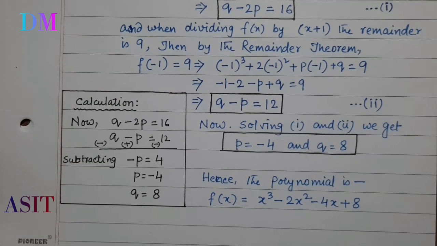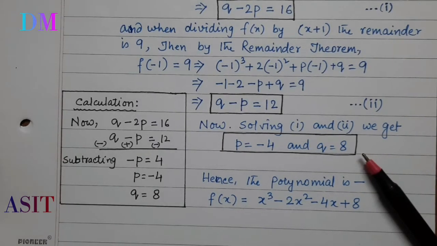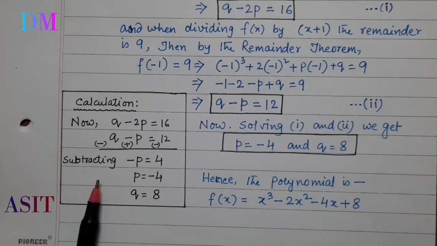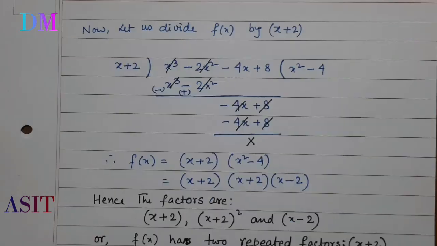So we got two equations in p and q, and after solving these two equations we get p equals minus 4 and q equals 8. You can pause the video to see the calculation. Hence we got the polynomial as f(x) equals x cube minus 2x square minus 4x plus 8.